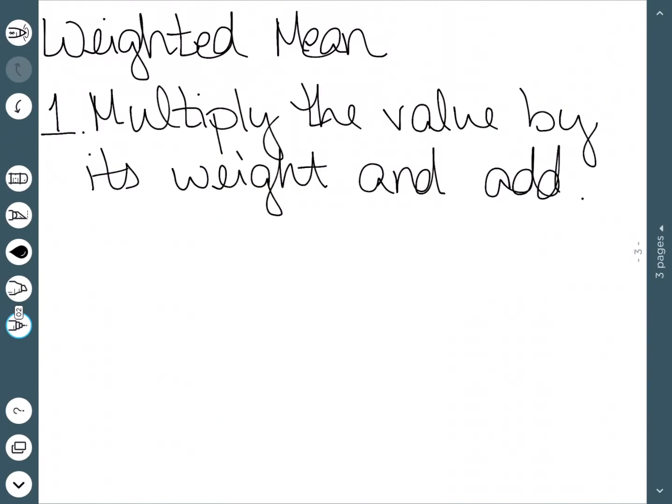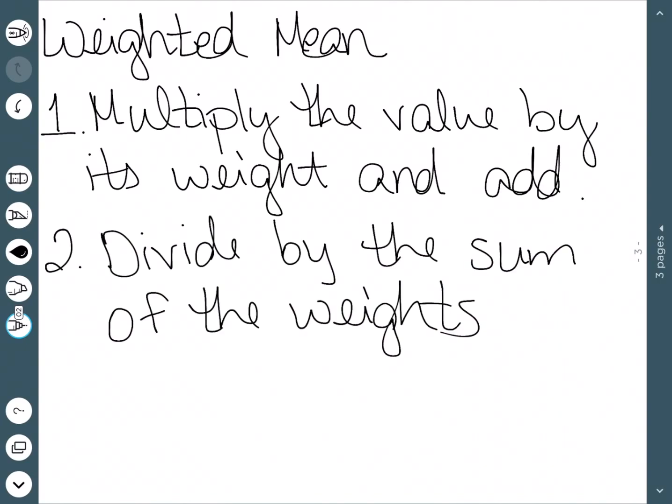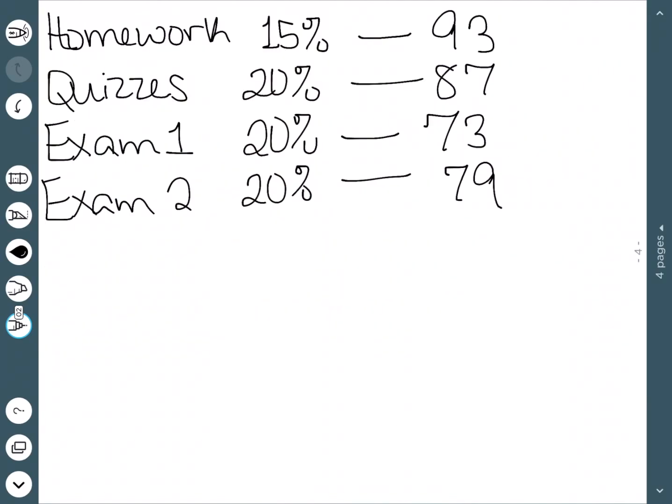Our first step to doing this is going to be to multiply all of our data values by their corresponding weight and then add all of these up. So each data value should have a different weight. We multiply each value by its weight and then add all of these numbers up. We then divide by the sum of the weights. Instead of dividing by how many data points there are, we're going to divide by the sum of the weights of the data points. So let's do an example.